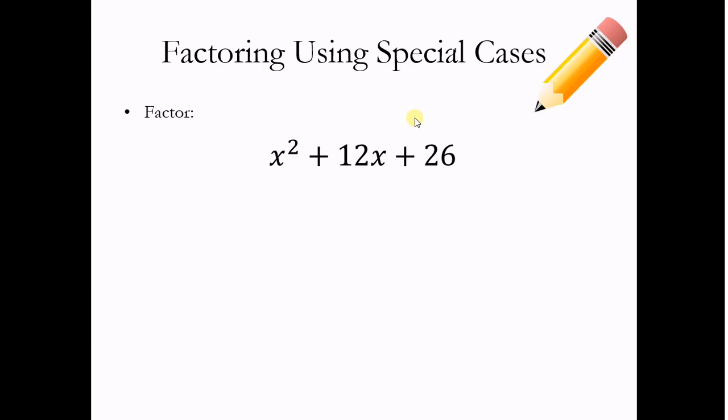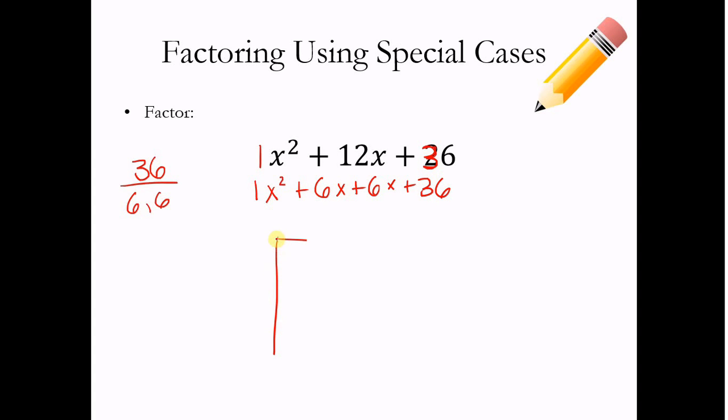So here's some examples. Please make sure you rewrite this. It should be 36. So I'm going to find 36, A times C, right? 1 times 36. Some numbers that I can have for 36, two numbers multiplied to give me 36 that add together to give me 12. 6 and 6, right? That'll give us 12. So I can make this 1x squared plus 6x plus 6x plus 36.